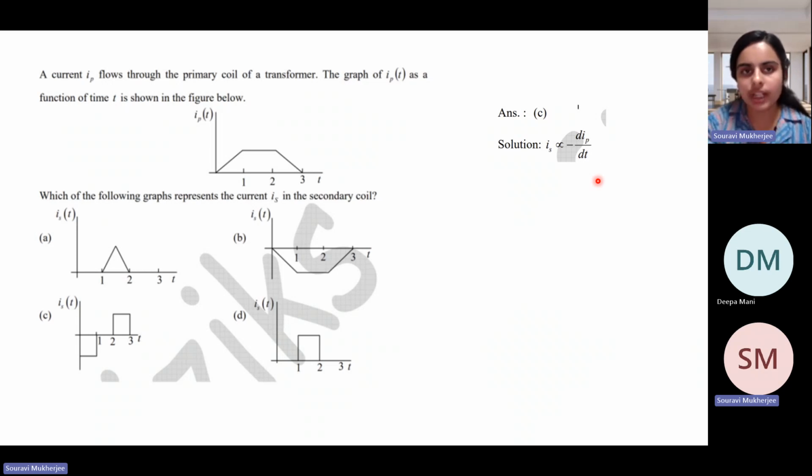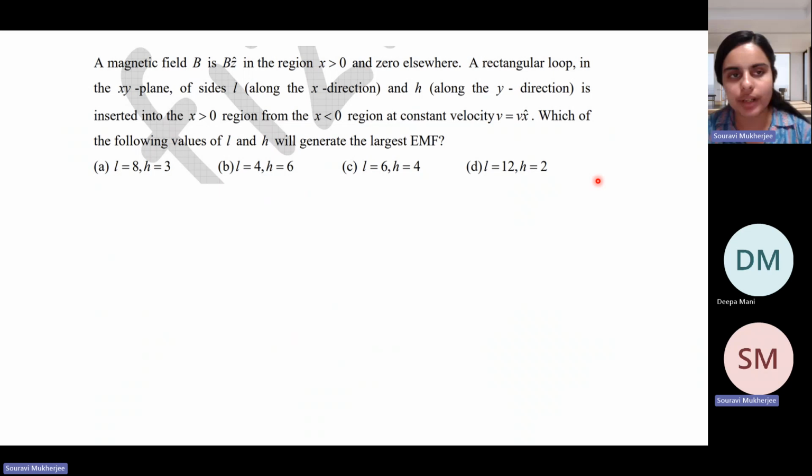Okay, very good. Now this is another question which tells that you have some magnetic field along some z direction in x greater than 0 and 0 otherwise. Now you have a rectangular loop in the xy plane, of some side L in the x direction, H in the y direction. It's inserted into the x greater than 0 region, in the magnetic field region, at some constant velocity given as Vx cap. Which of the following values of L and H will generate the largest EMF?